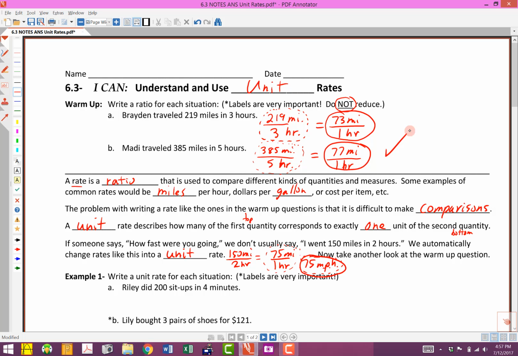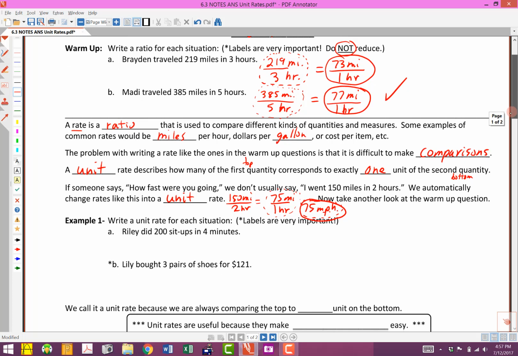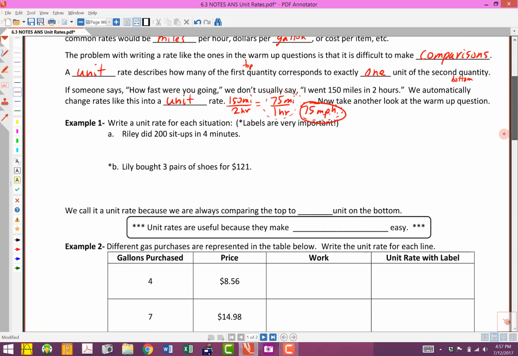All right, so we're going to come down here and we're going to write a unit rate for each one of these situations. And you're going to see why these are really useful. So on this one it says Riley did 200 sit-ups in 4 minutes. That's a lot. So let's see, should we do minutes per sit-up or sit-ups per minute? Sit-ups per minute probably sounds better. So we're going to do 200 over 4. And then what we don't want is we don't want this to be a 4. We want this to be a unit rate. So the number on the bottom has to be a 1. So 4 goes in here once, and 4 goes in here 50 times.